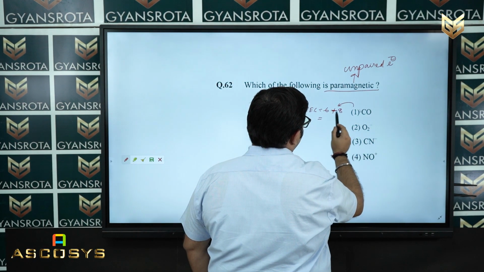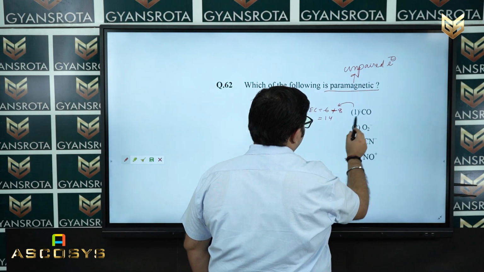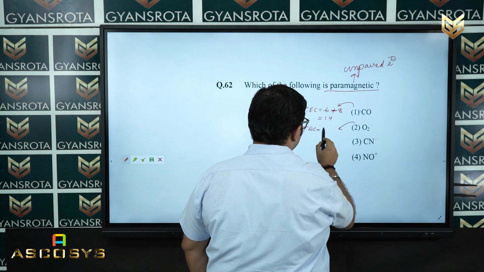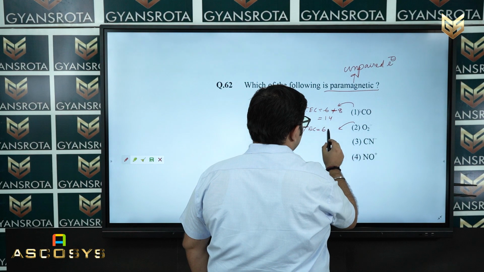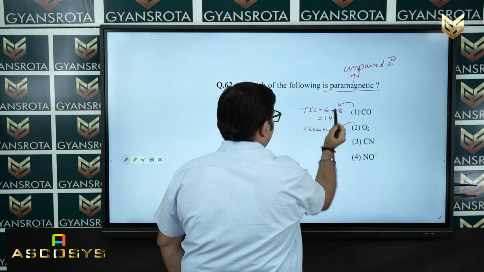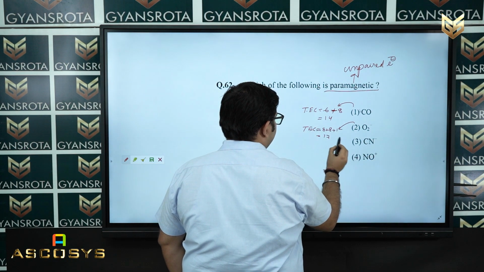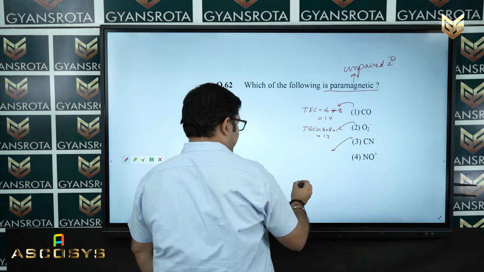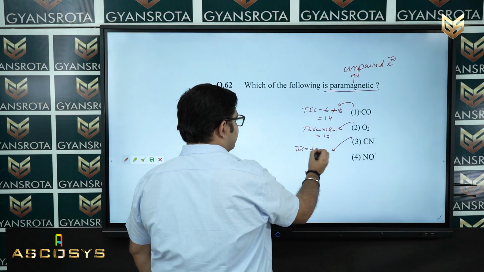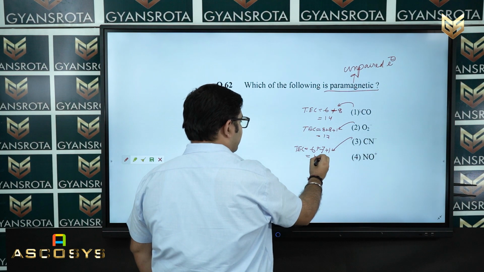So, 6 plus 8 will be 14 for CO. For O2 minus, 8 plus 8 plus 1, that is 16 plus 1, which will be 17. Next, for cyanide, it will be 6 plus nitrogen 7 plus 1, that will be 14.